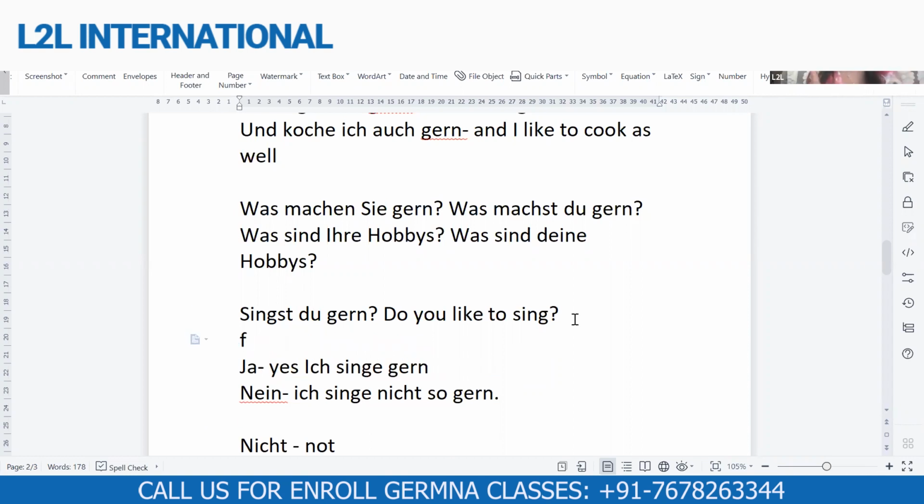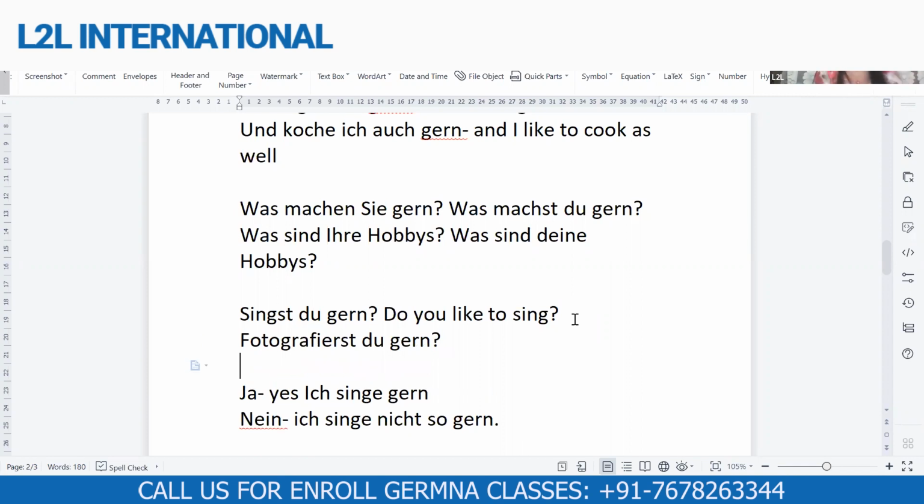Just make sure to conjugate the verb correctly. So I'm asking Samriddhi, she likes to photograph. Photograph first, du gern. So Samriddhi, your answer is what? Fotografierst du gern? Yeah, ich fotografiere gern.